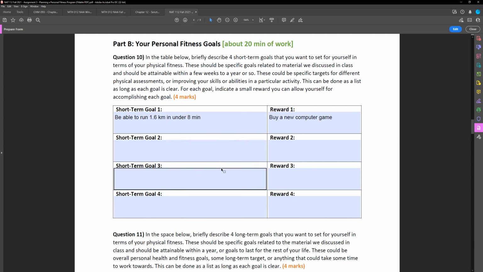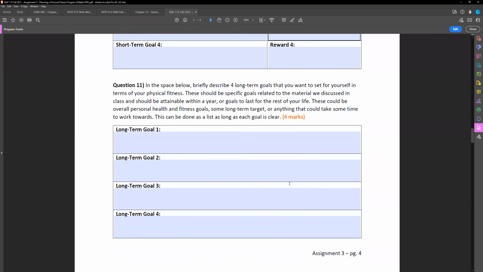So you're giving yourself attainable goals and little rewards as a way of motivating yourself. Short and quick. And the second part is the same thing, just long-term goals. This is something that might be in the next couple of years or lasting throughout the rest of your life. For instance, I wish to reduce my risk of cardiovascular disease, which runs in my family. Something like this, long-term goal, identify 4 of them, you're done this section.